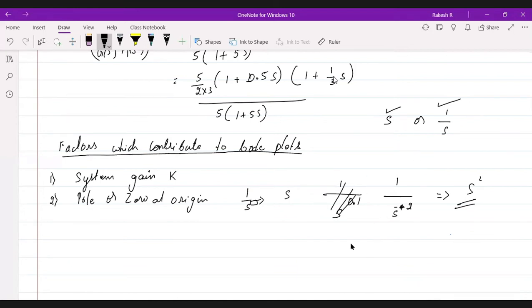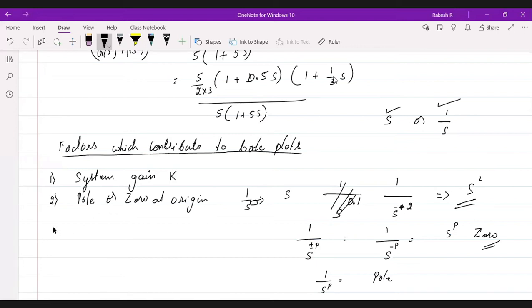In the question I have written 1 divided by S raised to P, that is plus or minus P. If I have 1 divided by S power minus P, that means this is S power P, so it is a zero. If I write only 1 by S power P, that means it is a pole. This is what you need to remember here. That is one of the factors which is affecting the system gain.